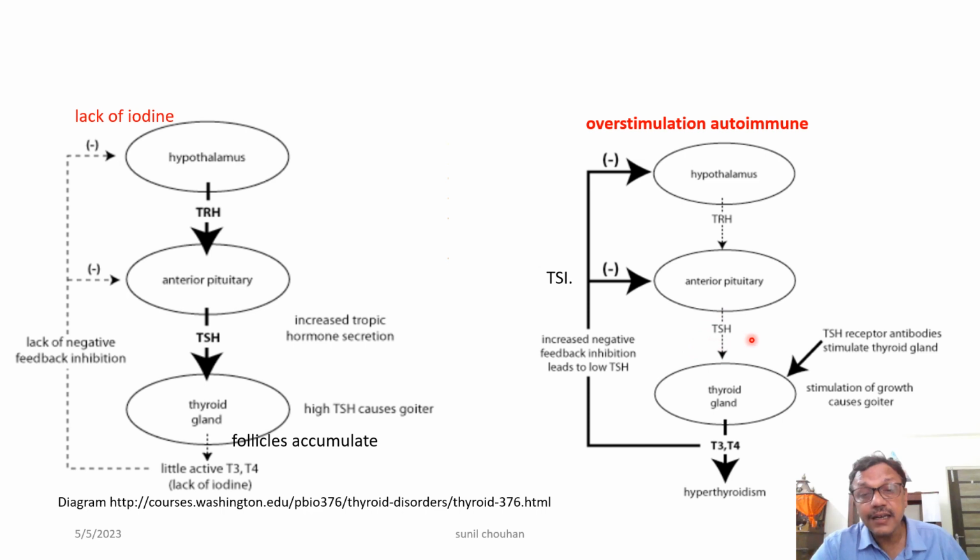So always in hyperthyroidism you will find low TSH, and in cases of hypothyroidism you are going to find large amounts of thyroid stimulating hormone. Once again, I am repeating: in cases of hypothyroidism you are going to find an increased amount of TSH and low T3 and T4. In cases of hyperthyroidism you are going to find less TSH and more T3 and T4.